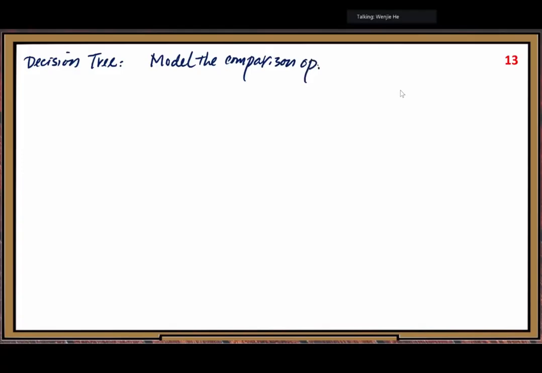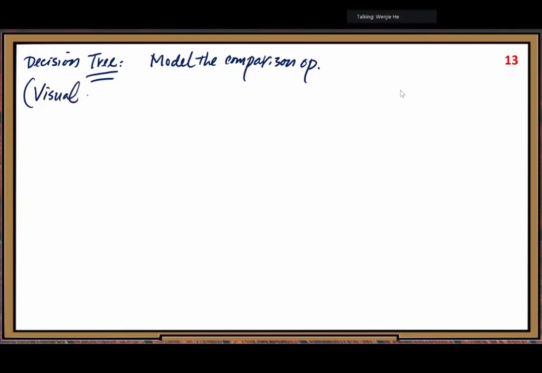How to model? So what do we model here? We just represent comparison in a different way, in a visual way. So here, decision tree, because you see a tree, right? So this part, we do some visual understanding.